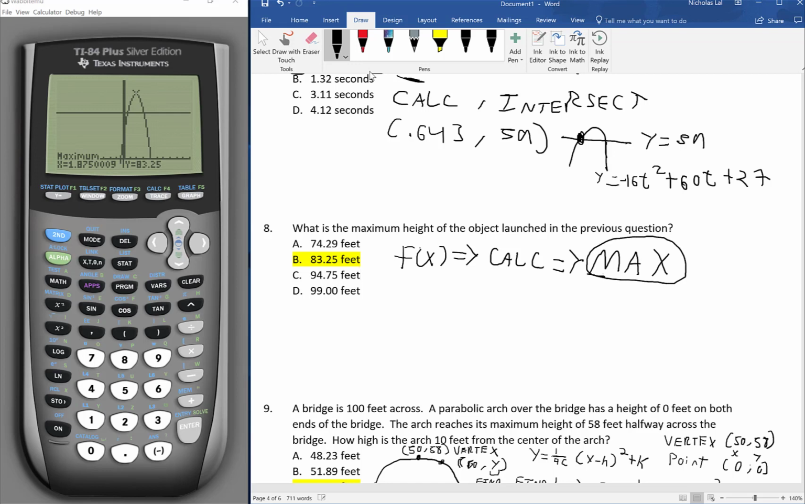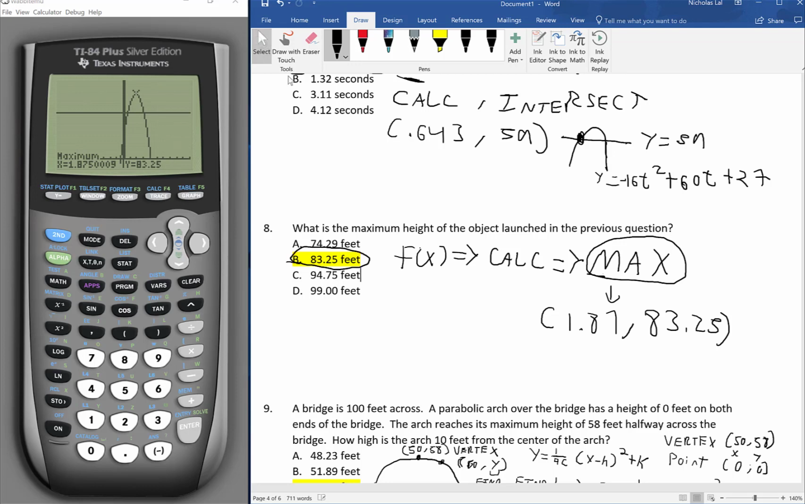And then we see that the maximum point is going to be 1.87, and that the maximum height is 83.25, as we can see on the calculator right here. So the answer choice to 8 is B.